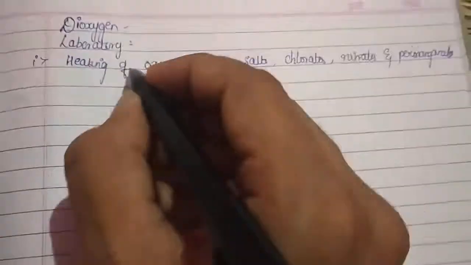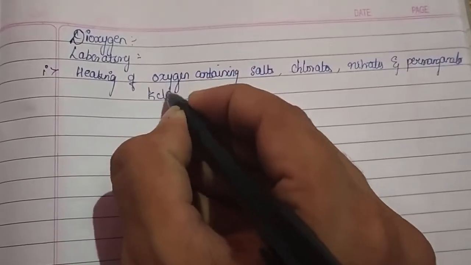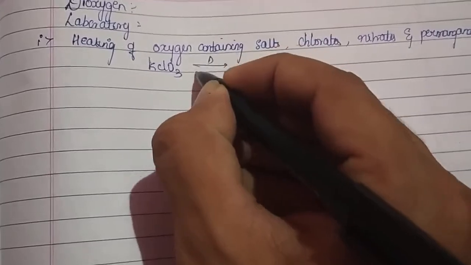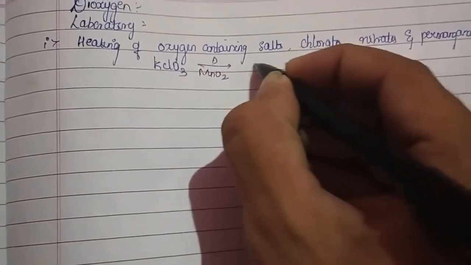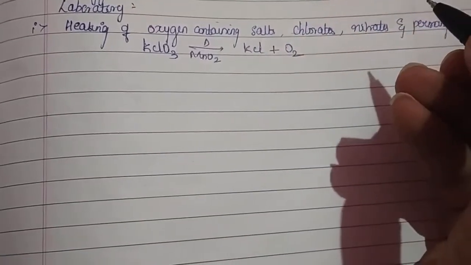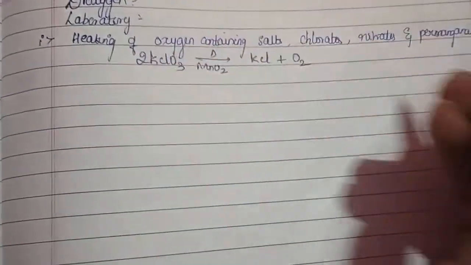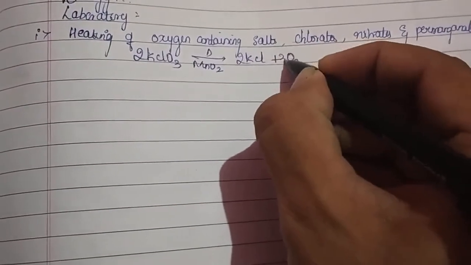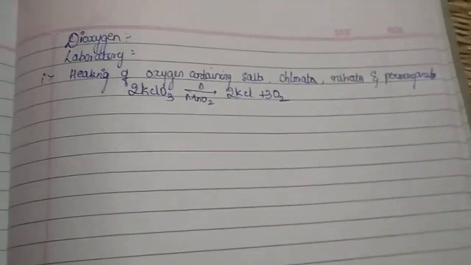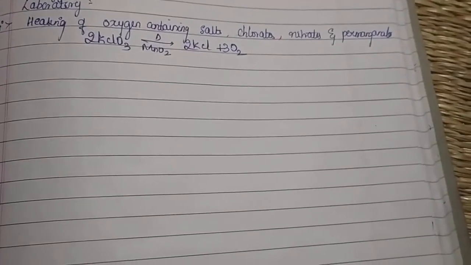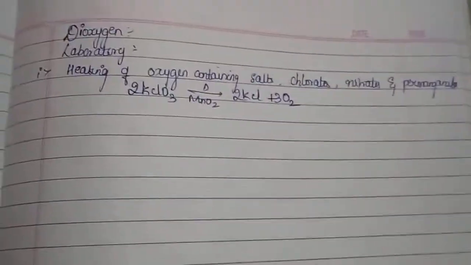For example, if I choose a reaction with chlorate salts, I can use potassium chlorate, which on heating in the presence of manganese dioxide gives KCl, along with oxygen gas getting liberated. When you balance this, you get 2KClO3 giving 2KCl plus 3O2. So this is one preparation of oxygen in the lab, by heating the oxygen containing salts, that is chlorates, nitrates and permanganates.